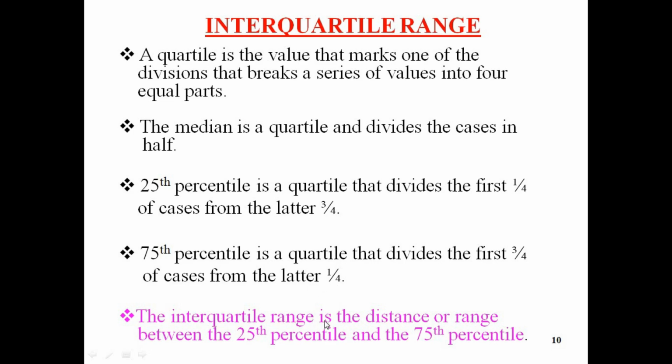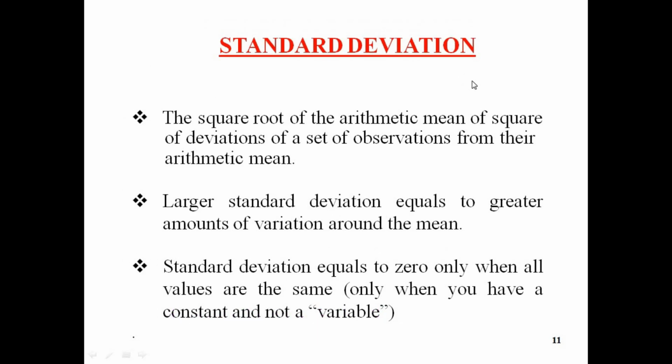The interquartile range is the distance or range between the 25th percentile and the 75th percentile. What is standard deviation? The square root of the arithmetic mean of the squares of deviations of a set of observations from their arithmetic mean. This is called the standard deviation. And a larger standard deviation equals greater variation around the mean.